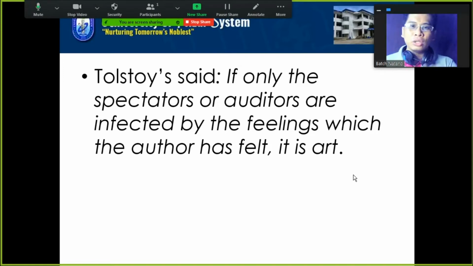If only the spectators or auditors are infected by the feelings which the author has felt, it is art. Okay? So, kapag naramdaman ng spectators or ng audience, yung auditors dito yung mga critic. If all of the spectators are infected with the feelings the author has felt, it is art. Okay? Kapag pareho raw ng naramdaman yung artist at saka yung tumitingin sa artwork, that is considered as an art. Ibig sabihin, highly infectious yung isang artwork, kasi nagets mo, nakuha mo agad yung mensahe niya.